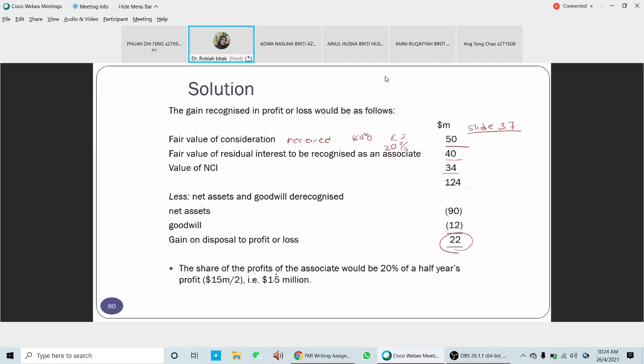The share of profit of the associate should be 20% of the half year profit. The current year profit here is 15 million. So 15 million divided by 2, because we're going to account from 30th of April until 1st of November only. So you have 6 months, and you need to divide by 2. So you're going to have 7.5. From that 7.5, your share is only 20%. So you have 1.5 million.